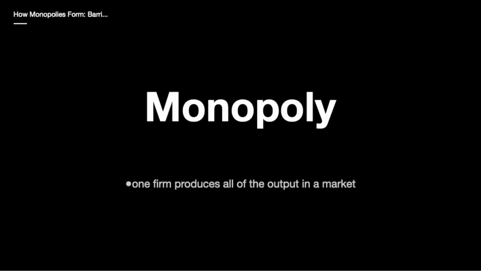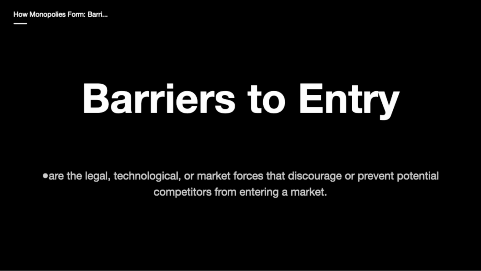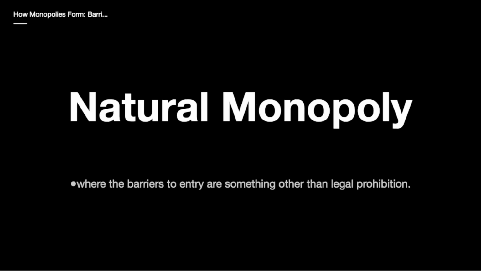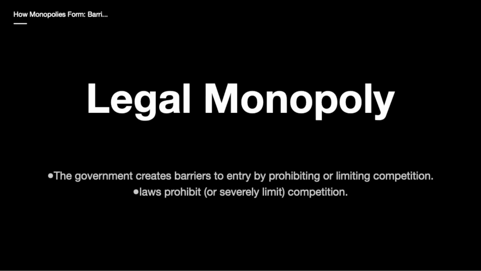How monopolies form barriers to entry. Monopoly: one firm produces all of the output in the market. Barriers to entry are the legal, technological, and market forces that discourage and prevent potential competitors from entering a market. Natural monopoly: where the barriers to entry are something other than legal prohibition. Legal monopoly: laws prohibit or severely limit competition.